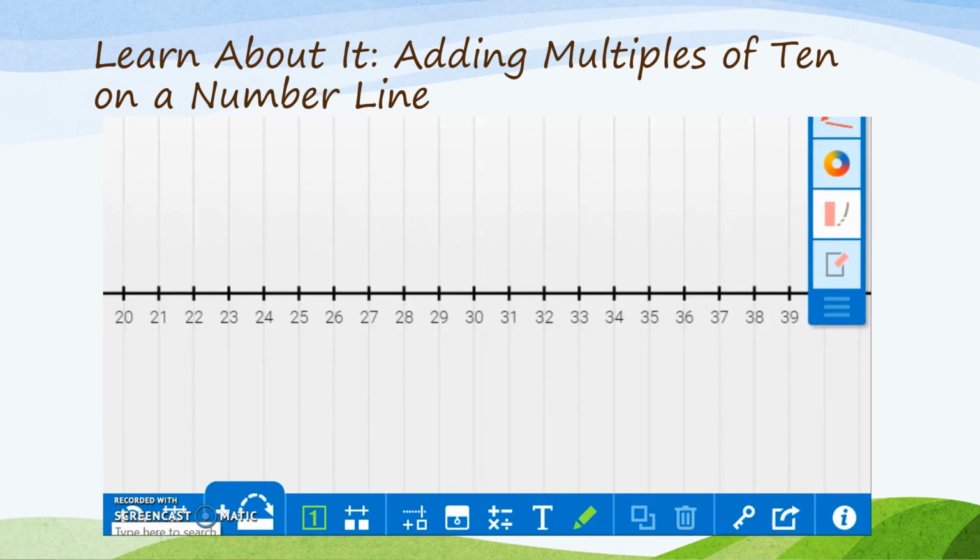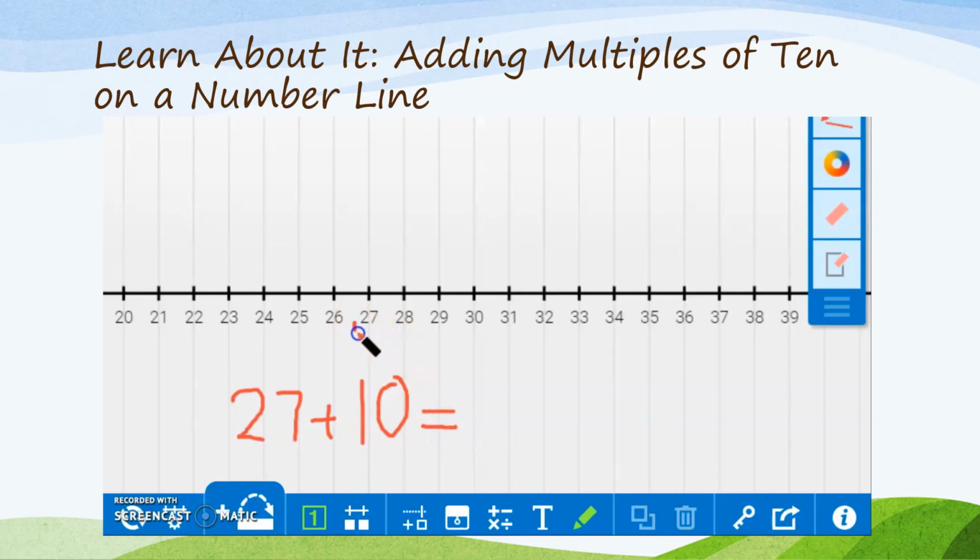Number lines are a very useful tool, especially if a hundreds chart is not available. First graders can easily draw a number line if they need to. First graders have been practicing using a number line to count by ones and have recently discovered that they can add more efficiently by taking larger jumps. Let's practice again with our example of 27 plus 10.